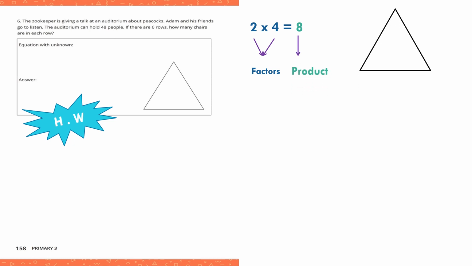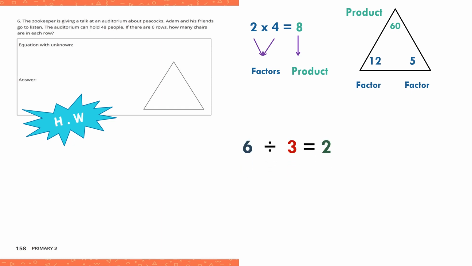Now let's revise the multiplication and division equations. 2 times 4 equals 8. We always say that 2 and 4 are factors. 8 is the product. So to write them in the fact family triangle, we will write in the upper of the triangle the product, and in the below the factors.